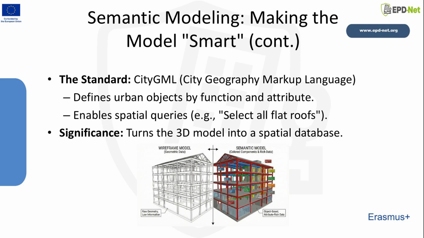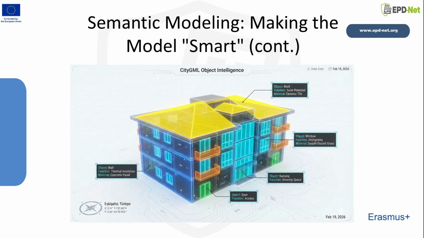Why does this matter? Because it allows us to query the city like a database. You can ask the digital twin, select all south-facing roofs larger than 50 square meters for solar panel installation. You simply cannot do that with a standard, non-semantic 3D model. Semantic modeling breathes life into a digital replica, transforming static 3D models into a massive spatial database that understands exactly what each component is and how it functions.